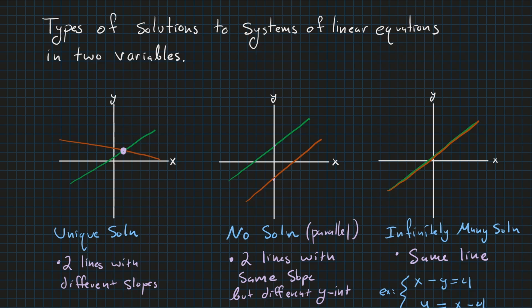So these are the three classes of solution types to a system of linear equations in two variables.